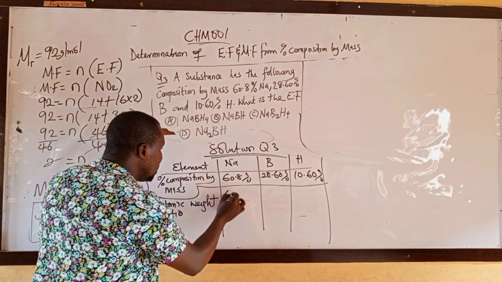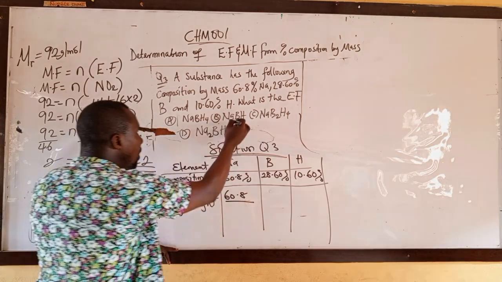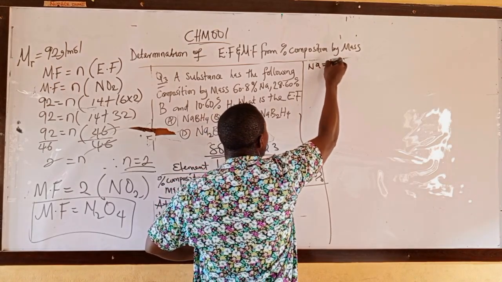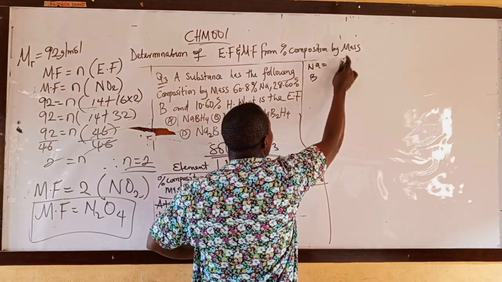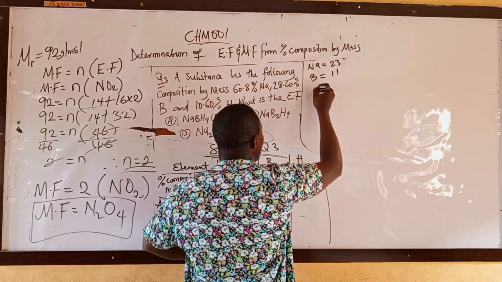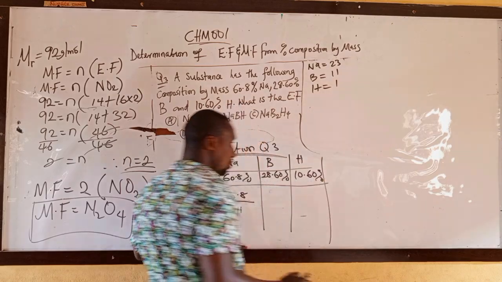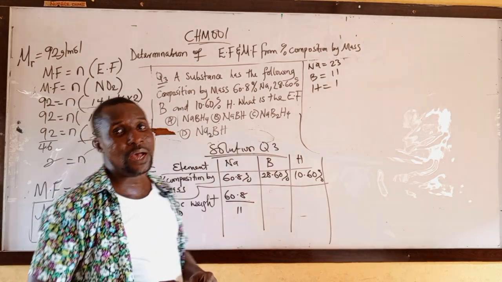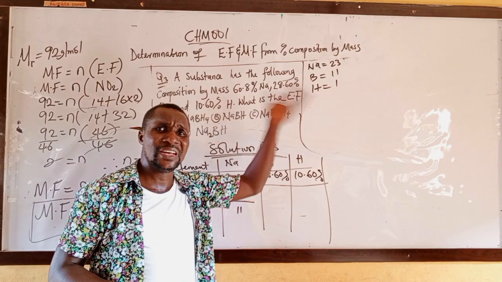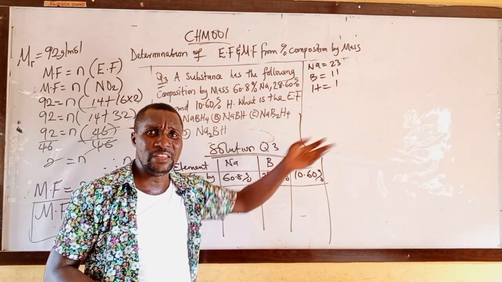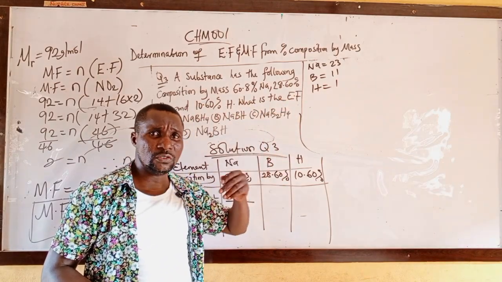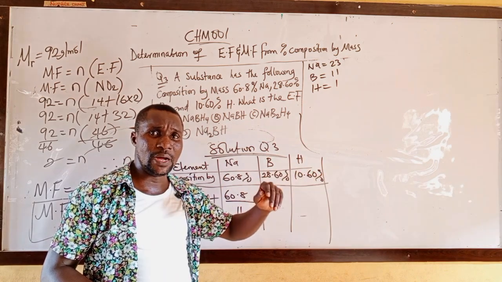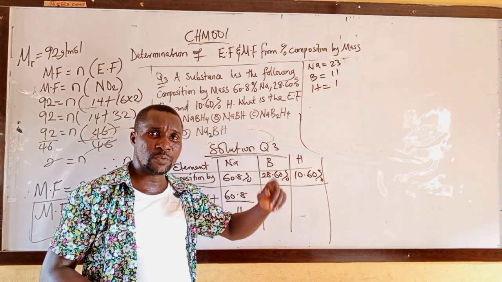Atomic weight ratio. This one is 60.8. The mass number of sodium is given as 23. You should know that. Boron is 11. Hydrogen is 1. Take note. Sodium is 23, boron is 11, hydrogen is 1. There's a shortcut to know the mass number of elements without being given. From 1 to 20, I have a shortcut. If they are even numbers, multiply by 2. Odd numbers, multiply by 2, add 1.